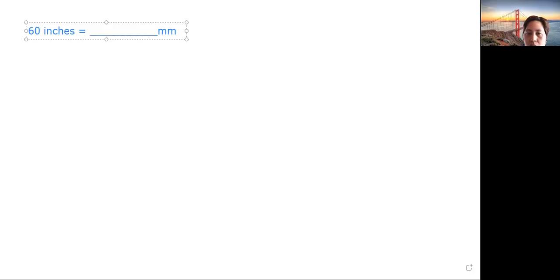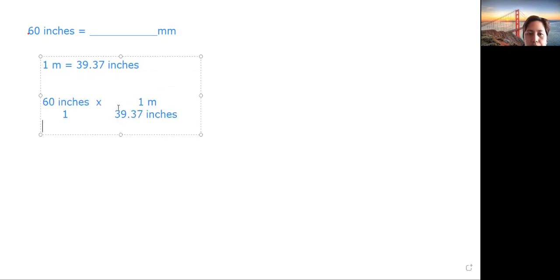Since what is available there is 1 meter equals 39.37 inches, we are now going to convert inches to meter first. Inches to meter.